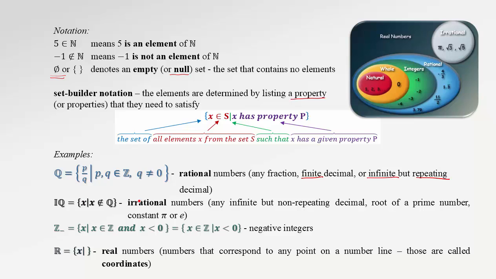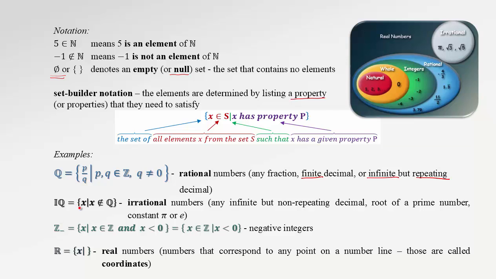Another example, irrational numbers. Remember, irrational numbers are the ones that are not rational. That means the ones that can't be expressed as fractions. For example, any infinite but non-repeating decimal, a root of a prime number, some famous mathematical constants like pi or e. So the set of irrational numbers is marked by double stroke Q with a bar, and using Setbuilder notation we can say those are all real numbers x such that x is not an element of the rational numbers. So as you see, this really states that any number that is not rational is irrational.